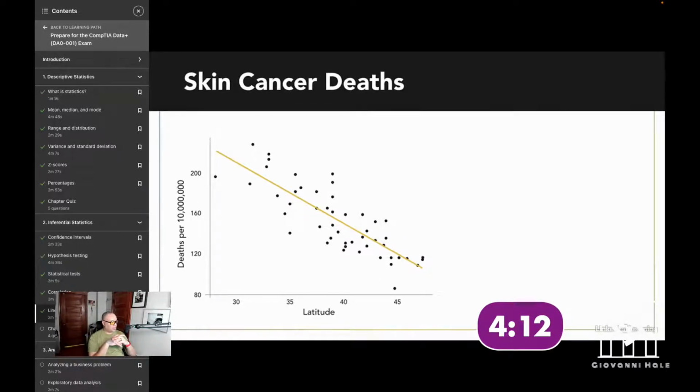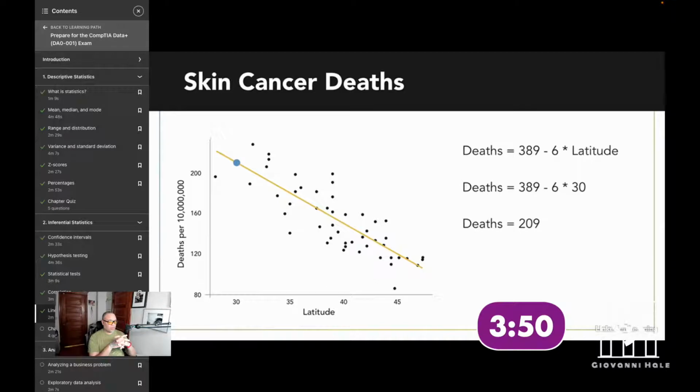The line has a formula that we can obtain from a statistical analysis package. In this case, the formula is deaths equals 389 minus 6 times the latitude. We can use this formula to make predictions. Let's say that we wanted to predict how many deaths would occur in a state with a latitude of 30. We could plug that into the formula and find that we'd expect about 209 deaths, as represented by the blue dot placed on the line.